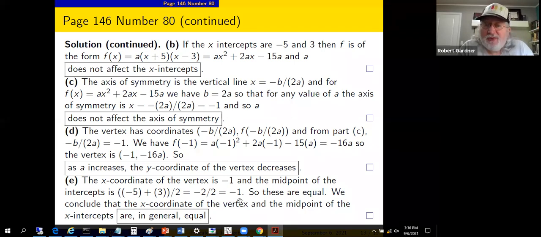So that makes perfect sense that the midpoint of the intercepts would be the axis of symmetry. And the axis of symmetry is going to be, as a vertical line, x equals -1, that'll be the x-coordinate of the vertex. So this ain't a coincidence. What will happen in general is the x-coordinate of the vertex and the midpoint of the x-intercepts will be equal. Not all of these have x-intercepts, but when they do have 2 x-intercepts, then the midpoint of those 2 x-intercepts will be the x-coordinate of the vertex. In general, they're equal, assuming there are 2 x-intercepts.